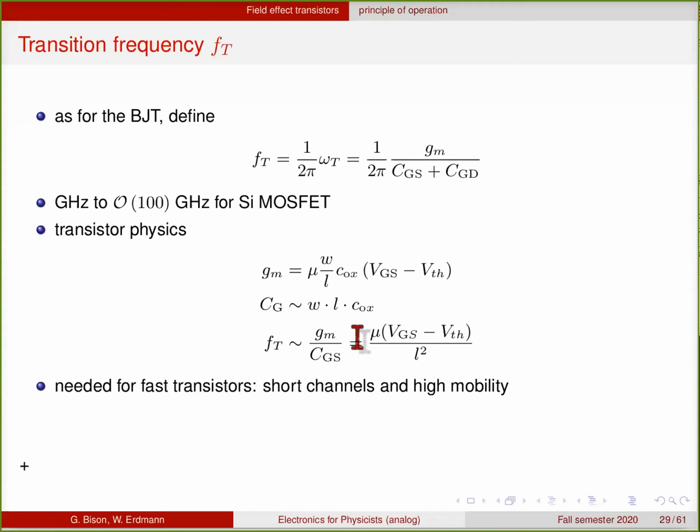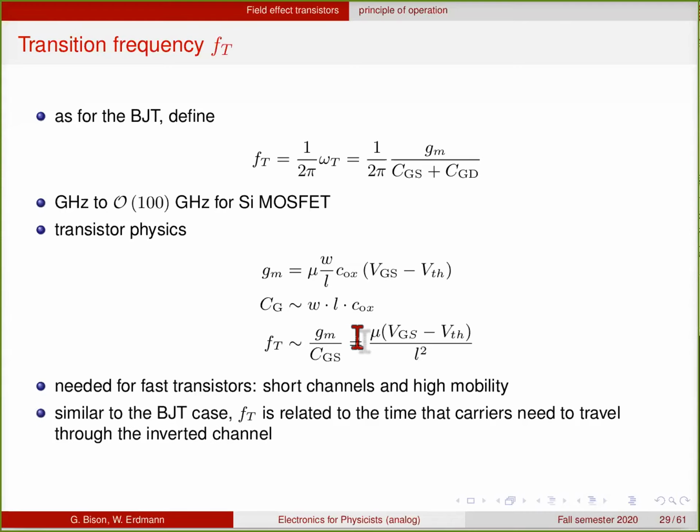So the fastest transistors also use technologies that offer the highest mobility. So in normal silicon, the NFET is preferred for high mobilities and high gain, high frequencies. But there are also some specialized technologies that try to increase the mobility of the carriers in the channel to get faster transistors. And it's also true that this transition frequency is related to the time that the carriers actually need to cross the inverted channel.